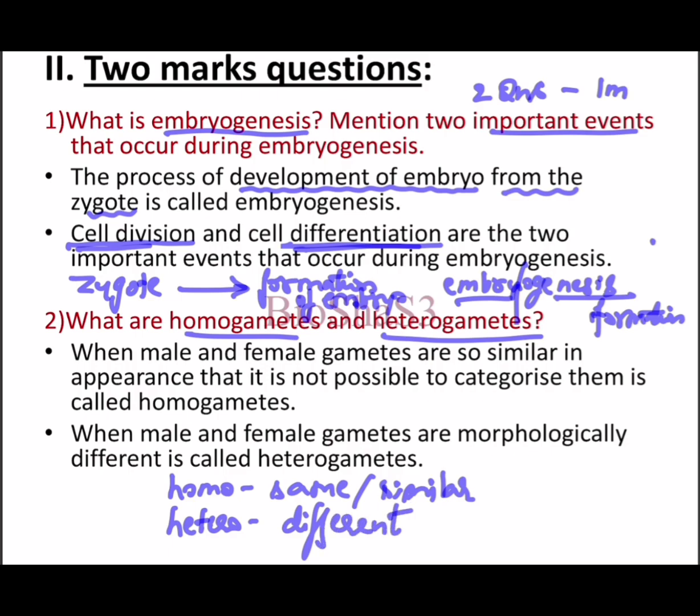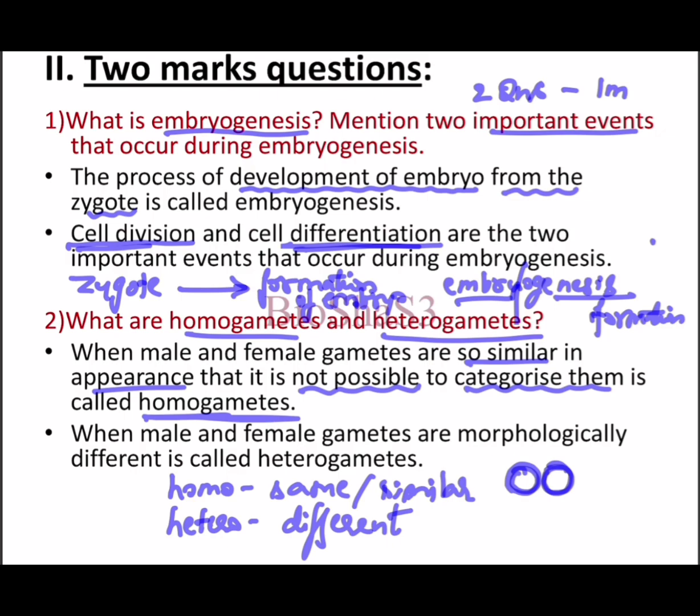Okay. So when male and female gametes are so similar in appearance that it is not possible to categorize them, they are called homogametes. For example, you can see this and this. Are you able to differentiate? Both are similar in shape or they are similar in appearance. So you cannot categorize them. They are called homo.